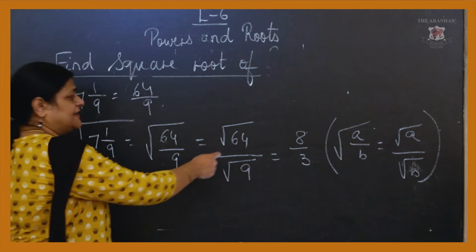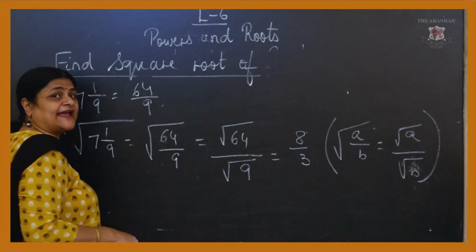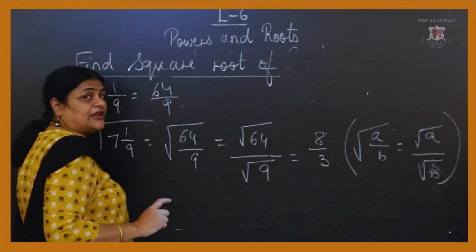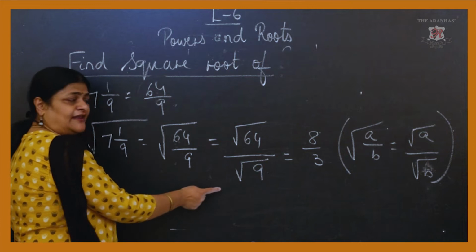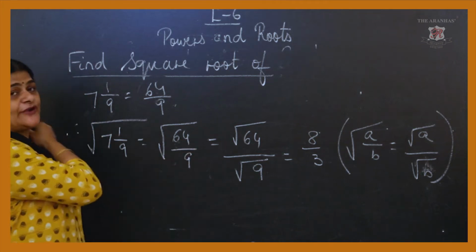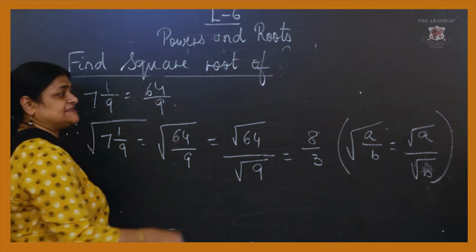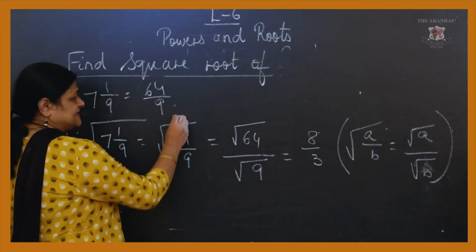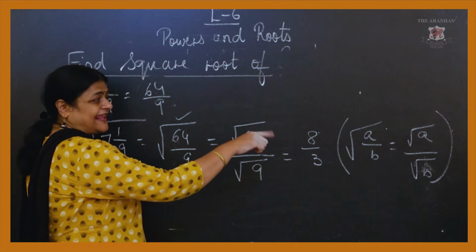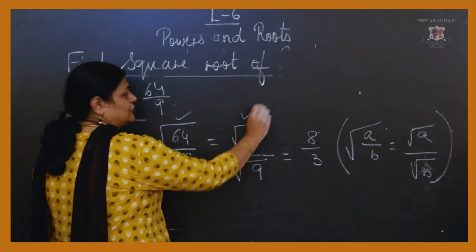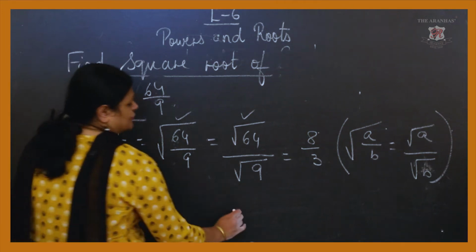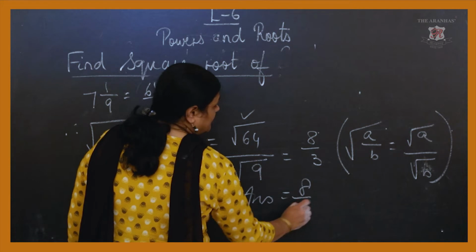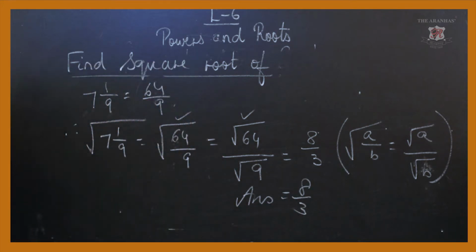What I have written over here, that is equal to root 64 upon root 9 is equal to 8 upon 3. How have you got 8 upon 3? 8 8s are 64. 3 3s are 9. So it will be 8 upon 3. So I have used the formula as root A upon B, that is this, and root A upon root B, which will be root 64 upon root 9, which will be 8 upon 3. So here your answer is equal to 8 upon 3. So here you have found out the square root.